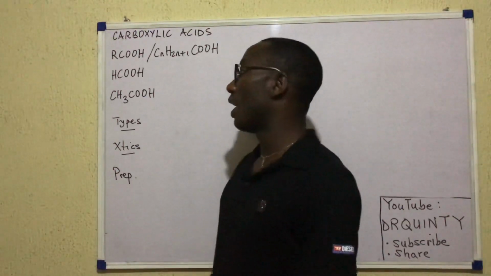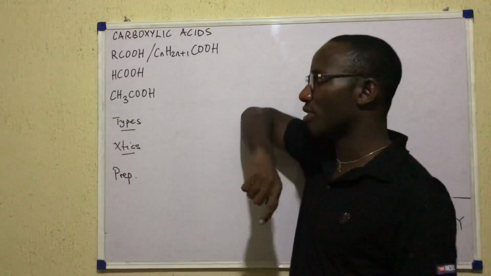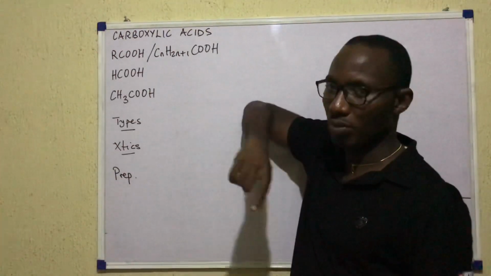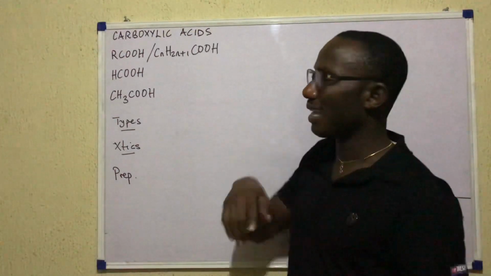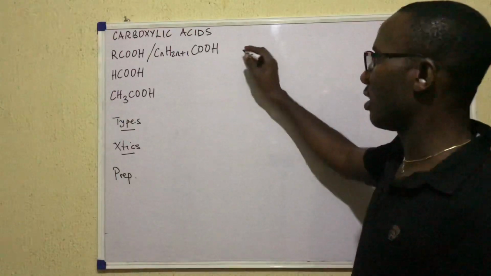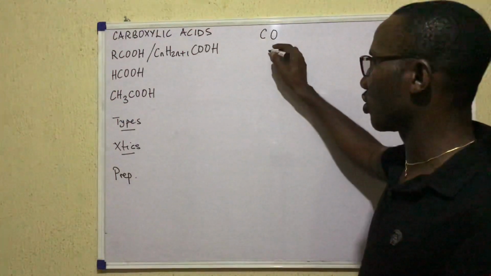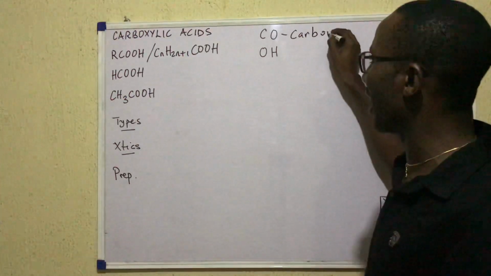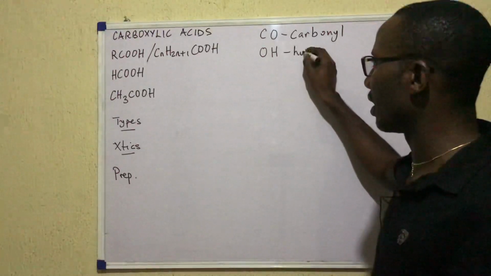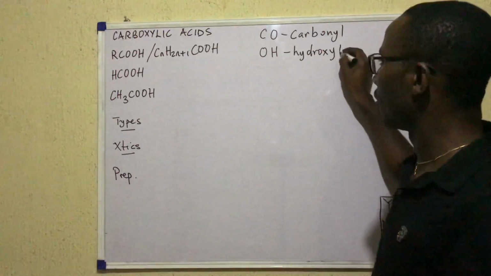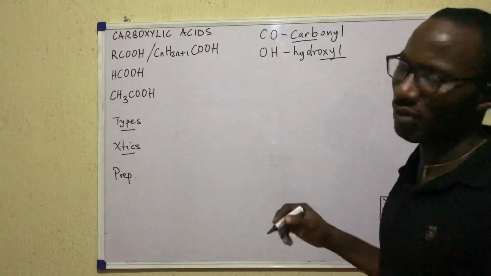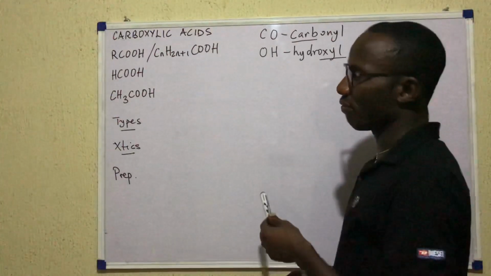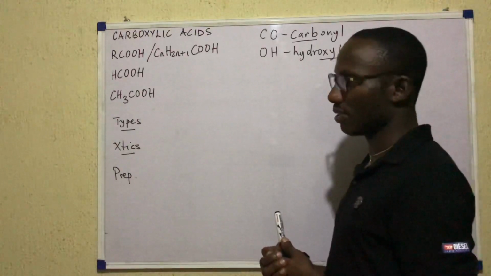Carboxylic acids are compounds of general formula RCOOH, where the COOH there is the functional group, and that functional group is called carboxyl. The COOH group is actually two functional groups in one. So there's the CO group that is called carbonyl, and then there's the OH group that is called hydroxyl. So if we put these two together, we have what is called carboxyl. So carboxyl is COOH, and that's the functional group in the carboxylic acids.